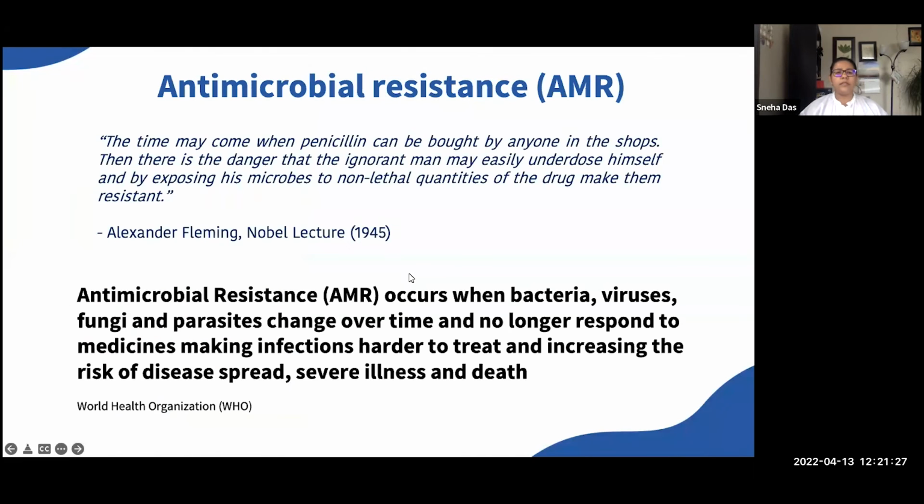And the World Health Organization defines antimicrobial resistance as follows. Antimicrobial resistance occurs when bacteria, viruses, fungi, and parasites change over time and no longer respond to medicines, making infections harder to treat and increasing the risk of disease spread, severe illness, and death.